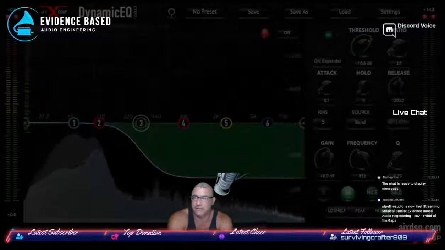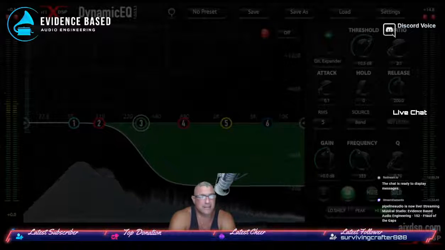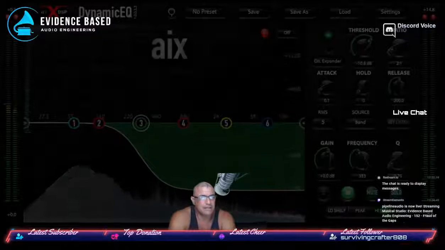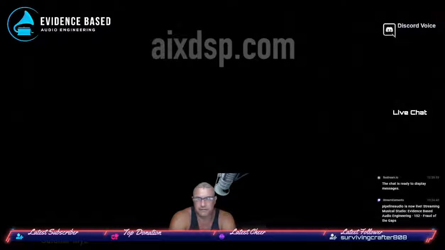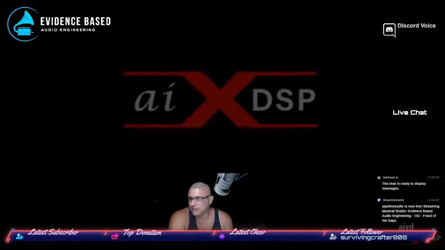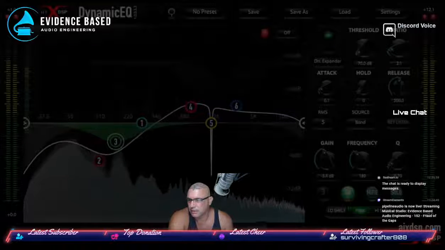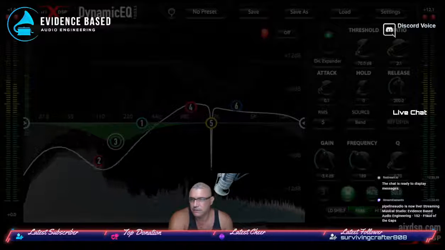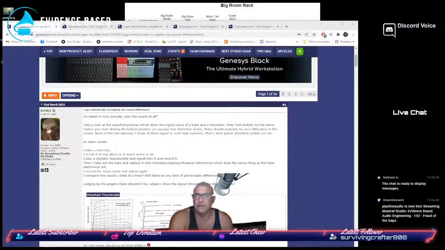It's from Safe Space. It says, Do tubes in mics actually color the sound at all? Take a look at the attached pictures which show the signal curve of a tube and a transistor. They look awfully a lot the same. Let me pop this up on the screen here. How do I do that? Sorry. Thought I had the right monitor on. There we go.